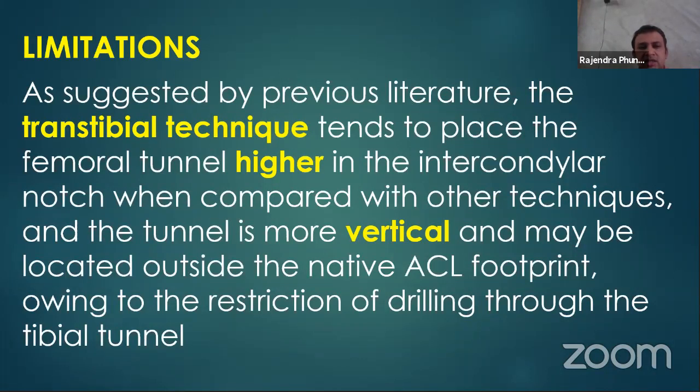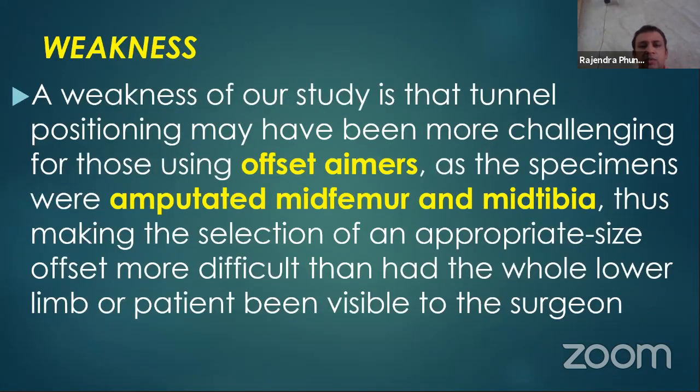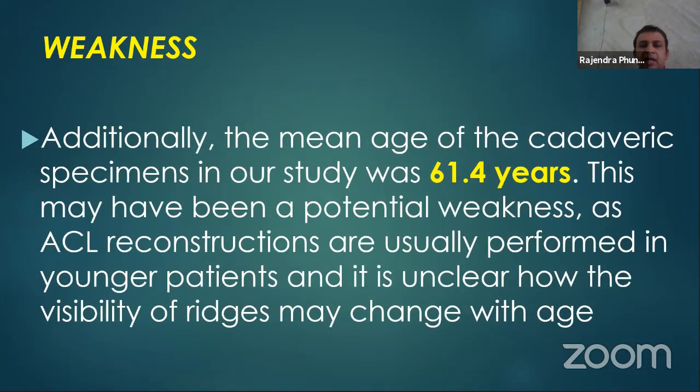The limitation was the transtibial technique, where they found that the tunnel position is higher, and even the tibial tunnel is not made to localize the tunnel position. Then the second was the specimens. They were amputated at mid femur and mid tibia. So for the offset MRs, positioning was difficult most of the time. And also the mean age was 61.4 years, which is older, but ACL reconstruction is done in younger age. So it was unclear regarding the ridges and everything.